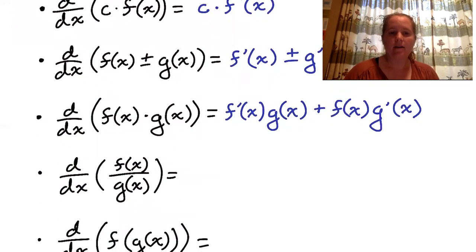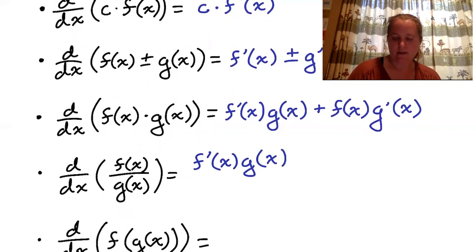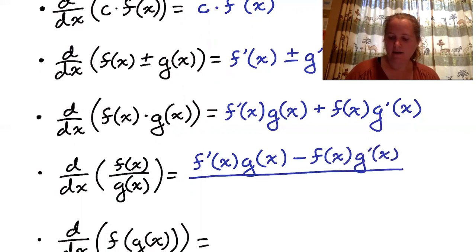Next up, we have our quotient rule. The derivative of f of x divided by g of x. We do the derivative of the first, f prime of x, times the second, g of x. Then we subtract the first, f of x, times the derivative of the second, g prime of x. And then divide the entire thing by the denominator, the second, g of x, that whole squared.